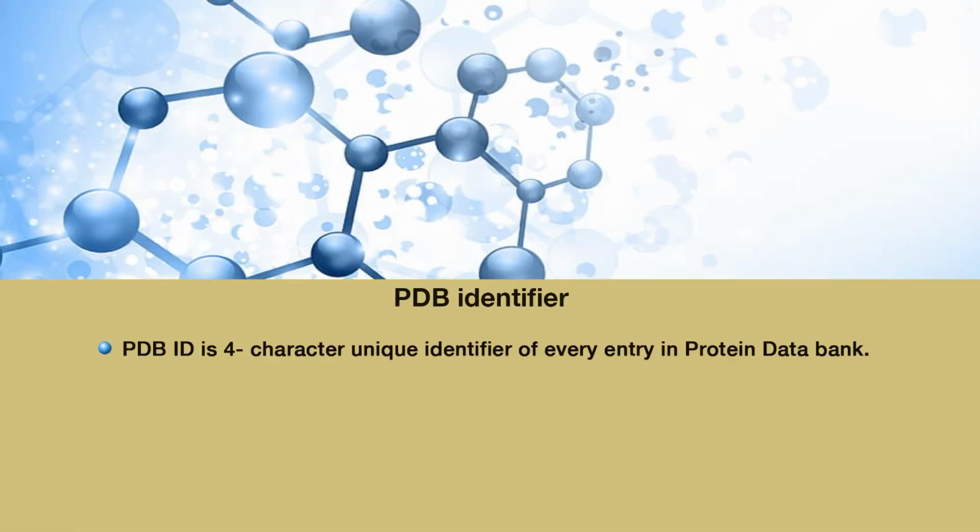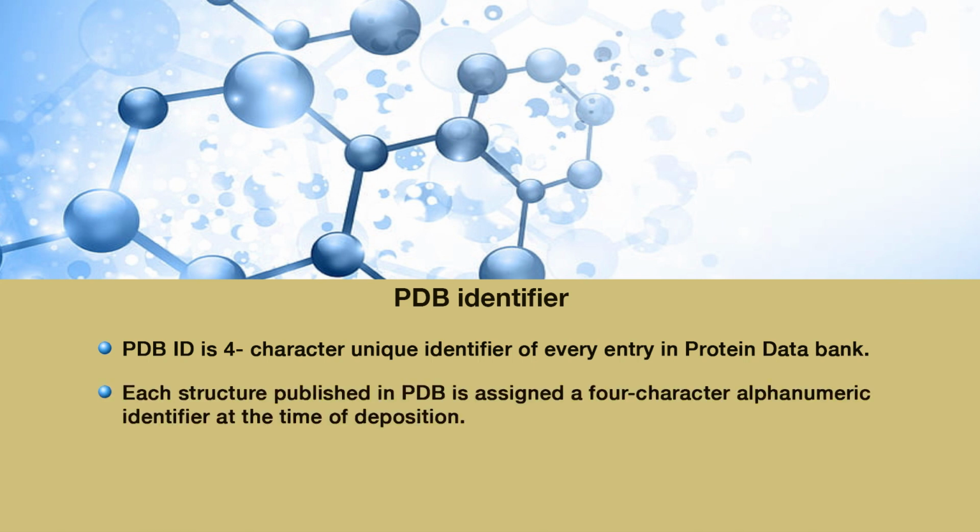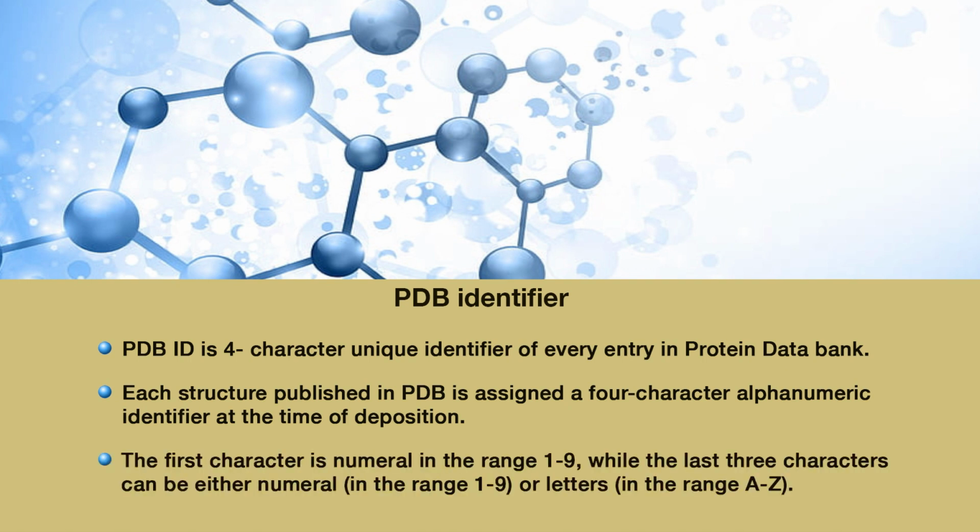The PDB ID is a 4-character unique identifier of every protein deposited in the Protein Data Bank. Each structure published in PDB is assigned a 4-character alphanumeric identifier at the time of deposition. The first character is a numeral in the range 1 to 9, while the last 3 characters can be either numerals in the range of 1 to 9 or letters in the range of A to Z. If the PDB ID of the protein of interest is known, it is the most direct way to retrieve it from the database.